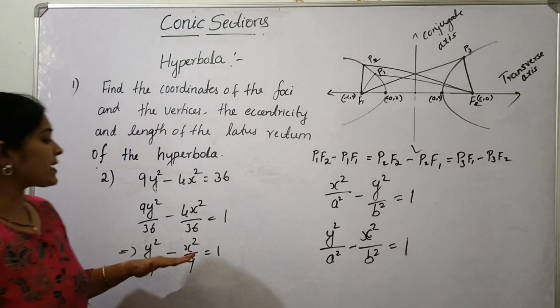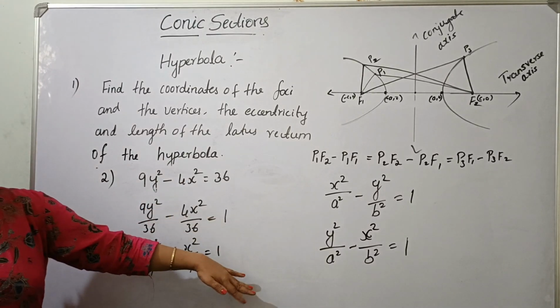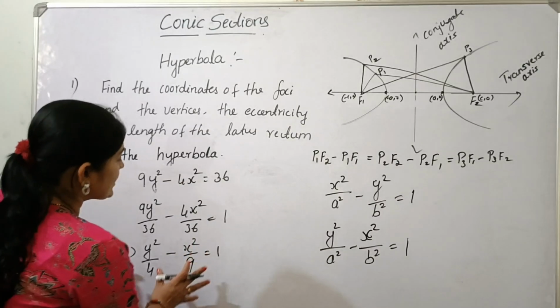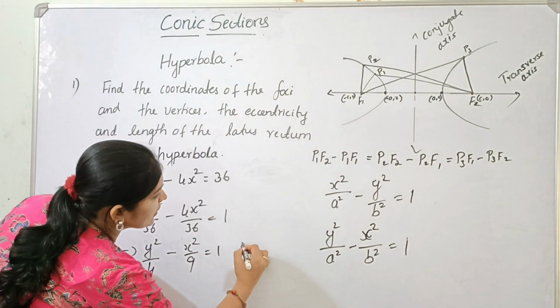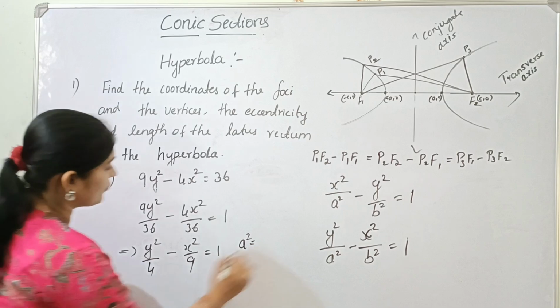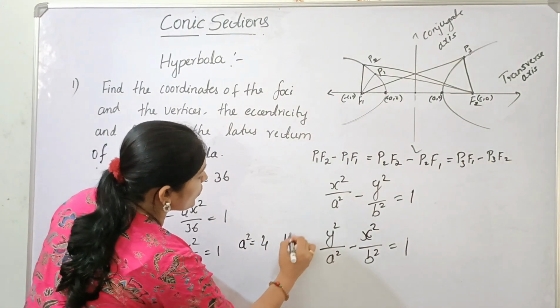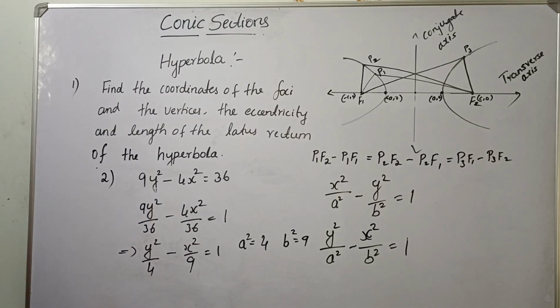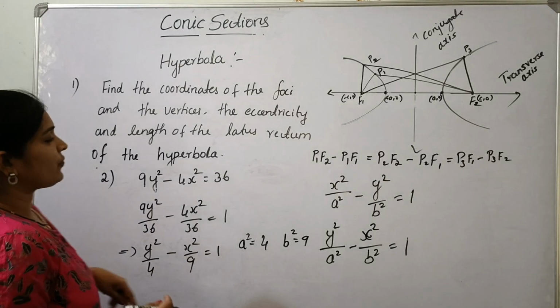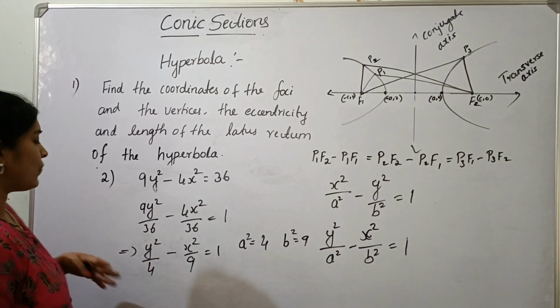First of all, let us compare this equation with the standard equation. It is of the form of the second equation. Therefore here a square is equal to 4 and b square is equal to 9, and a is equal to 2, b is equal to 3. So first of all let us find the foci. So what is the foci?